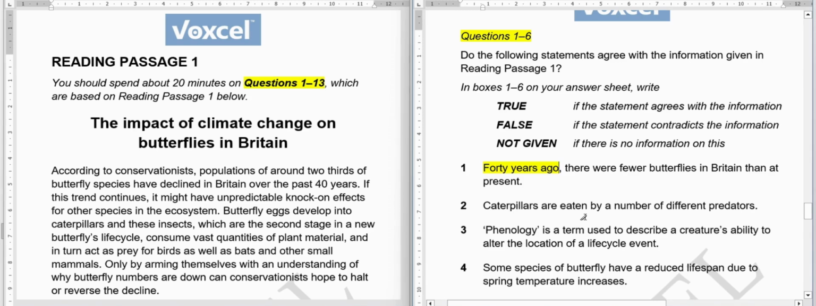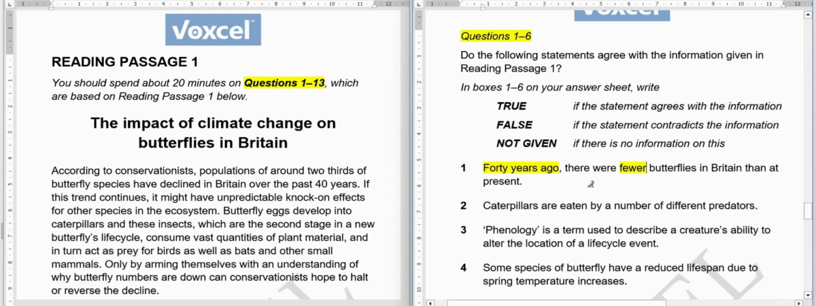They are saying that there were fewer butterflies in Britain than at present, meaning our answer will be true when in the past the number of butterflies was less than it is now. Here they have written fewer. Maybe in the text they can write, for example, that in the past there were 50 butterflies, but now there are 100 butterflies. So what will be the answer then? Yes, the answer will be true, because in the past the number was 50, now it is 100.